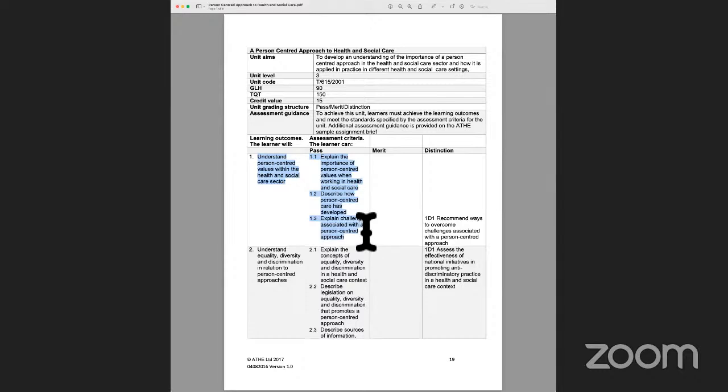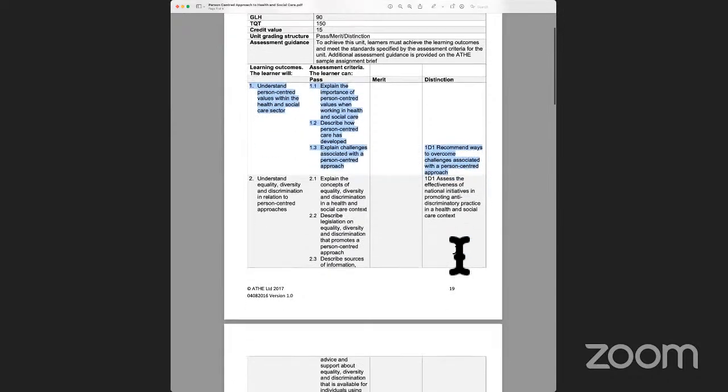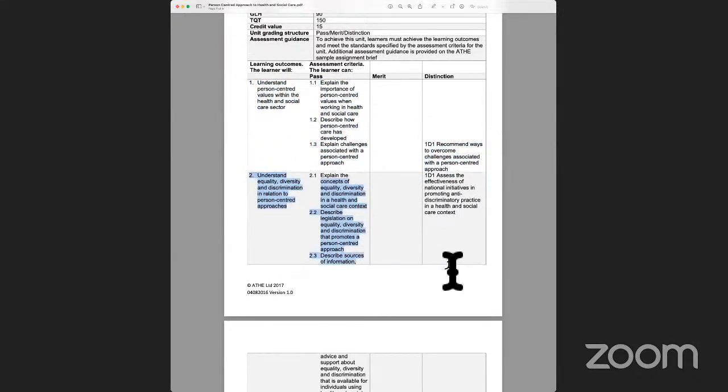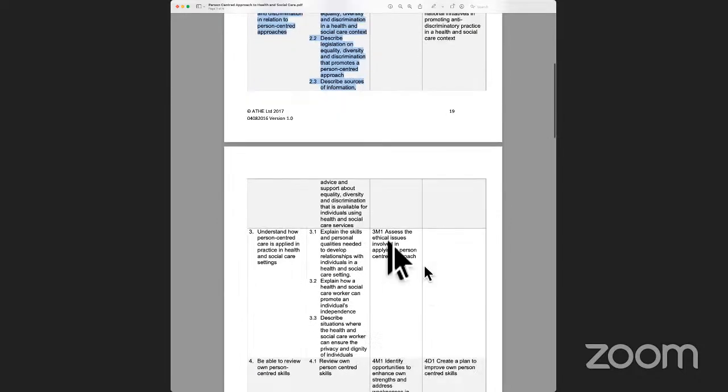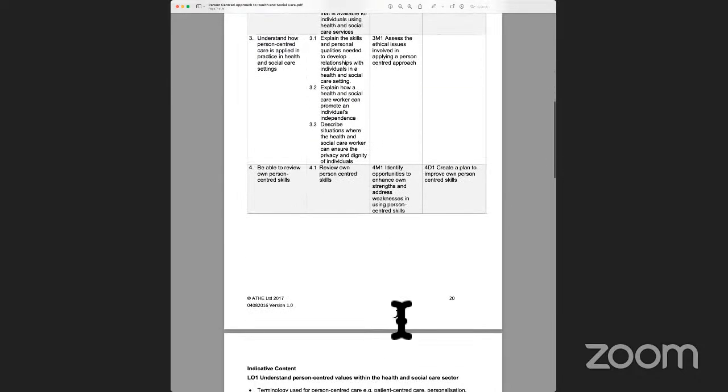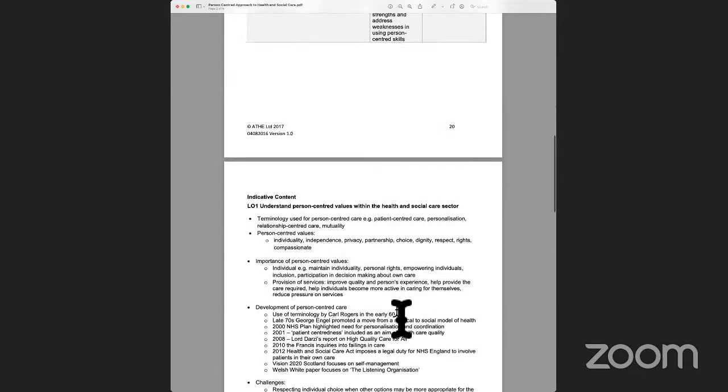But just going forward, as I mentioned earlier, this unit we will cover in 5 sessions. Today we are going to be looking at Learning Outcome 1. Tomorrow, same time, 11 o'clock, Learning Outcome 2. The next week, it will be Learning Outcome 3 and 4. And the subsequent week, we'll do a discussion on the assignment.